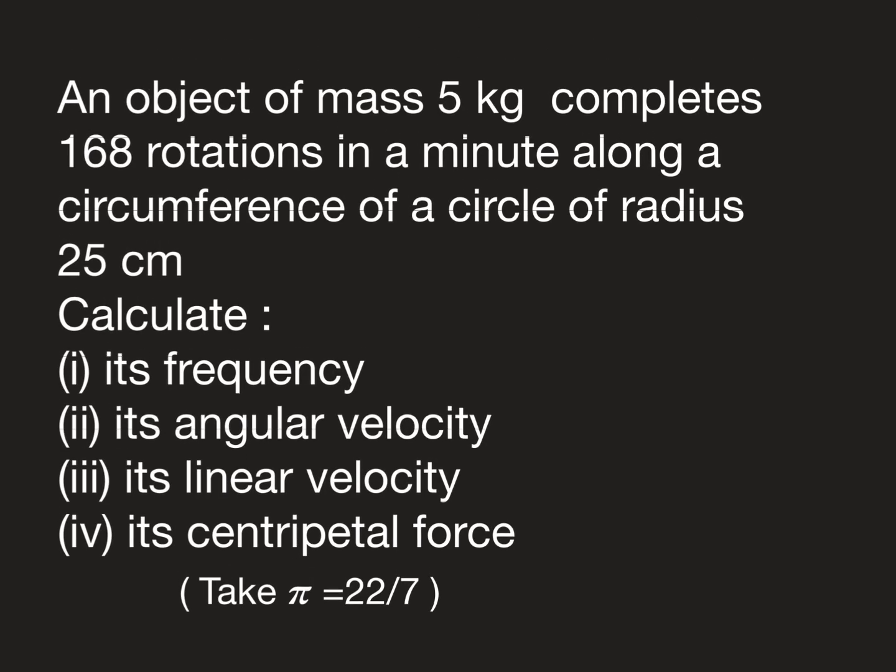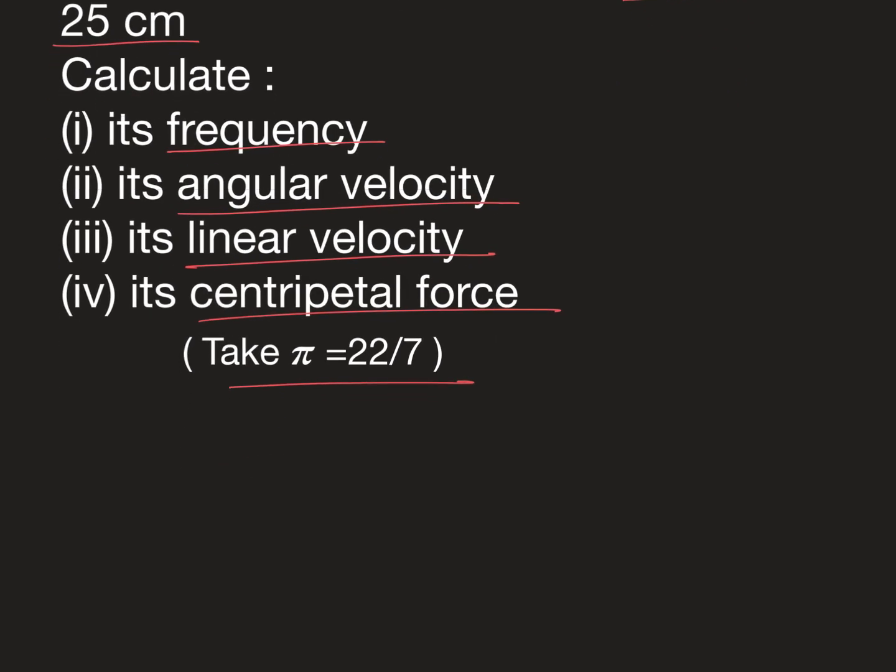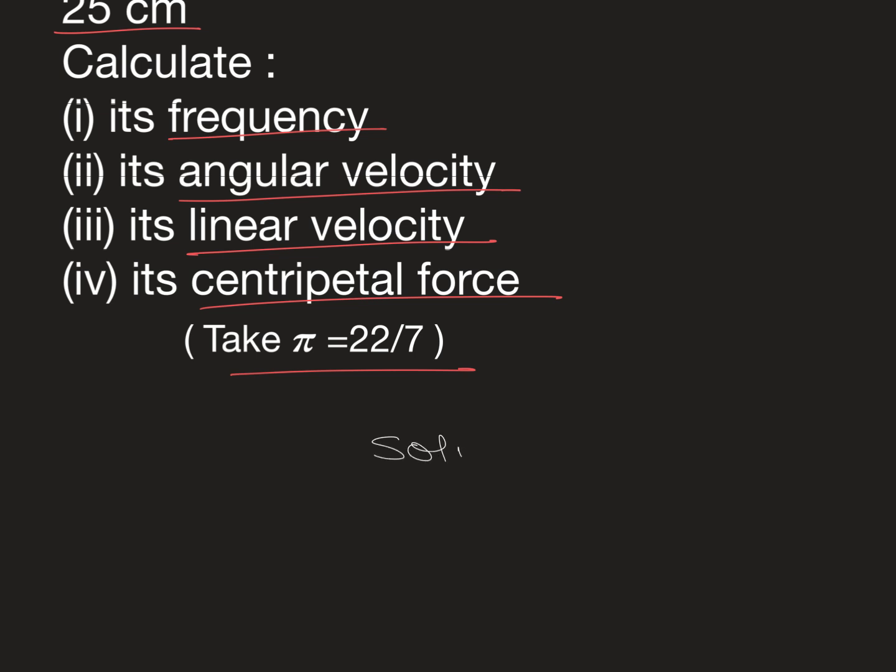An object of mass 5 kilograms completes 168 rotations in a minute along a circumference of a circle of radius 25 centimeters. Calculate its frequency, its angular velocity, its linear velocity, its centripetal force. Take pi is equal to 22/7. Solution.